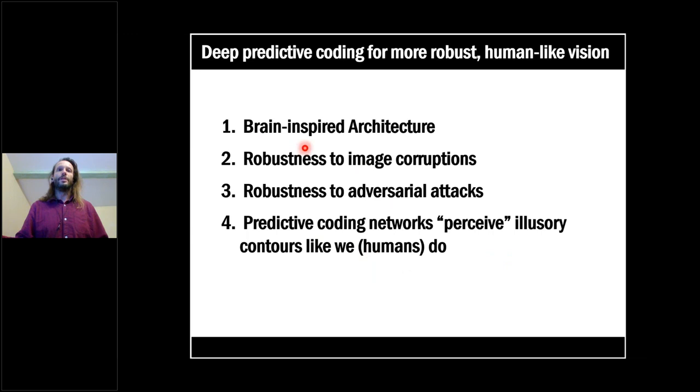So to conclude, I showed you our proposed architecture inspired by the brain. I showed some properties of these networks. In particular, they tend to denoise the noisy inputs naturally. And as a result of this, they can show increased robustness to image corruptions and to adversarial attacks. And finally, we saw that these networks, but not the feed-forward ones, are susceptible to perceptual contour illusions in a way that's similar to humans.